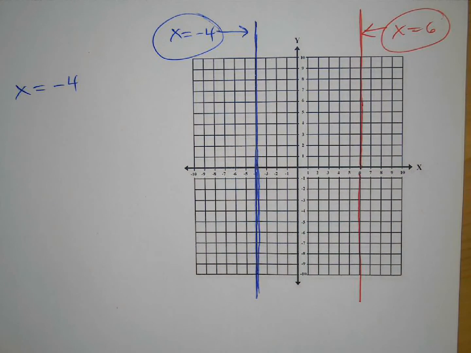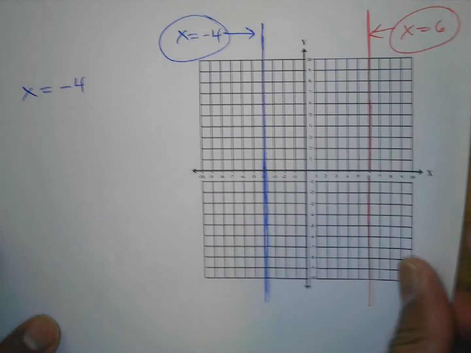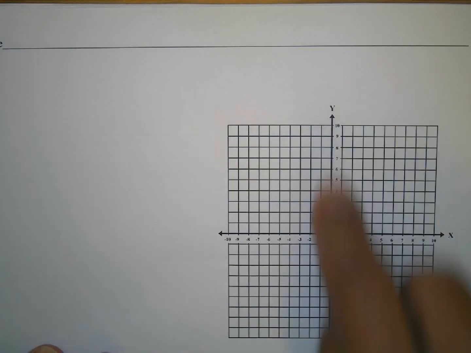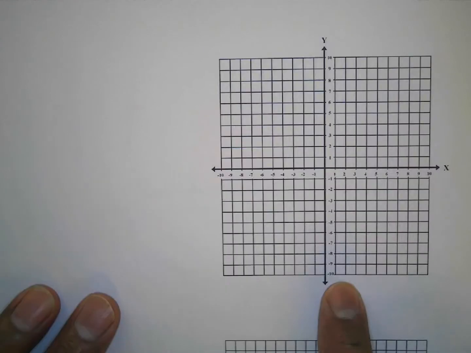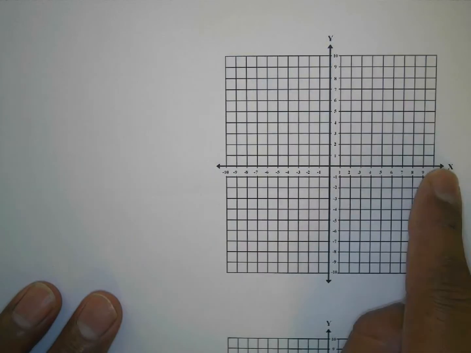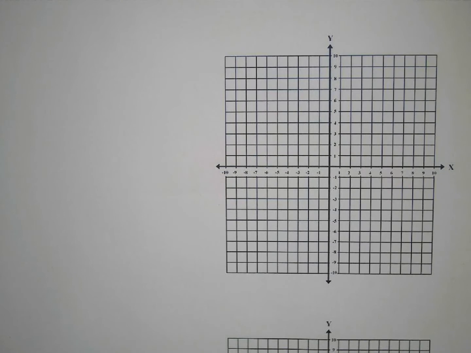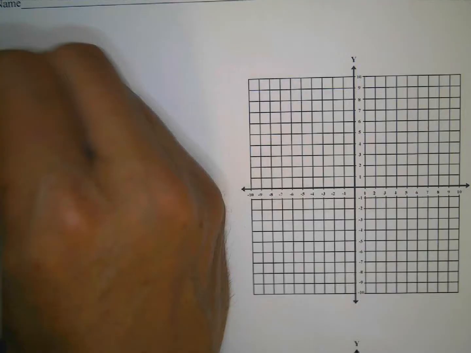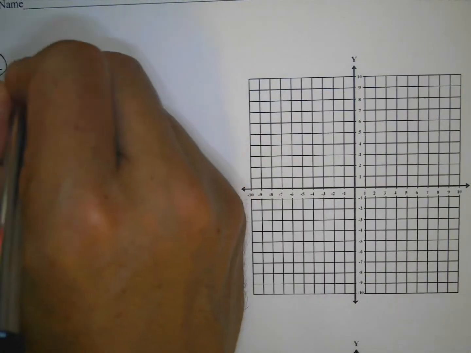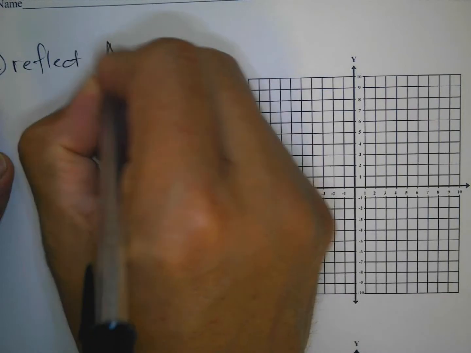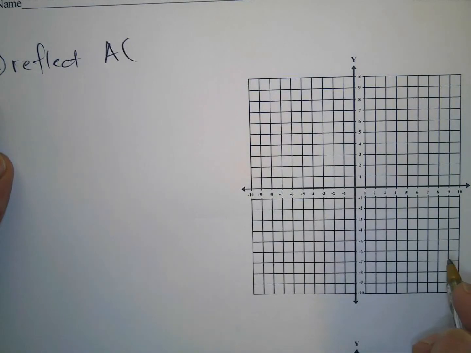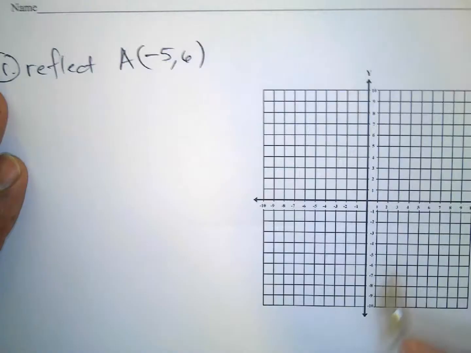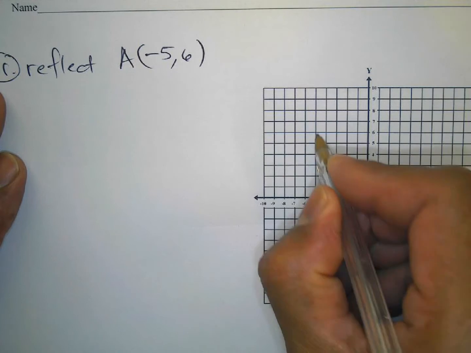All right, so let's see some problems like that. So again, everything else is going to be the same except your line of reflection is not going to be the x or the y axis. It's going to be like this. Okay, so here's an example. I'll put two of them here. Reflect, and let's say point A is at -5, 6. Here's A at -5, 6 right here.